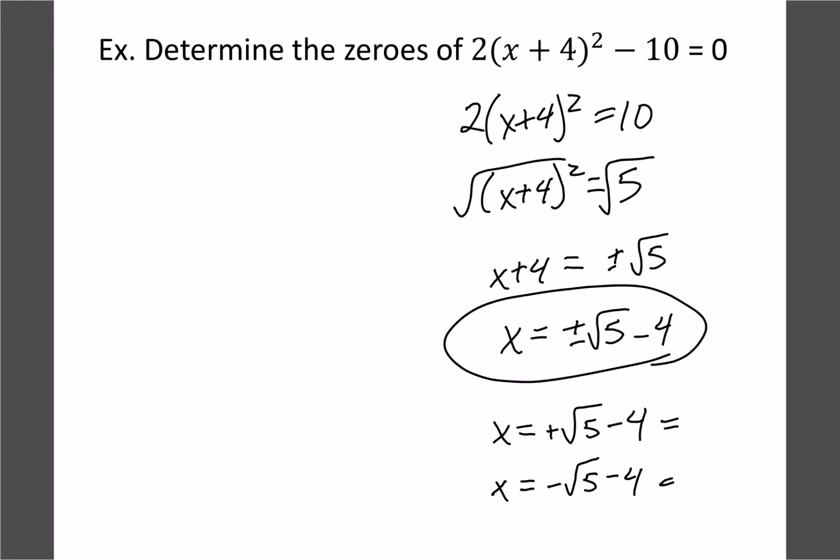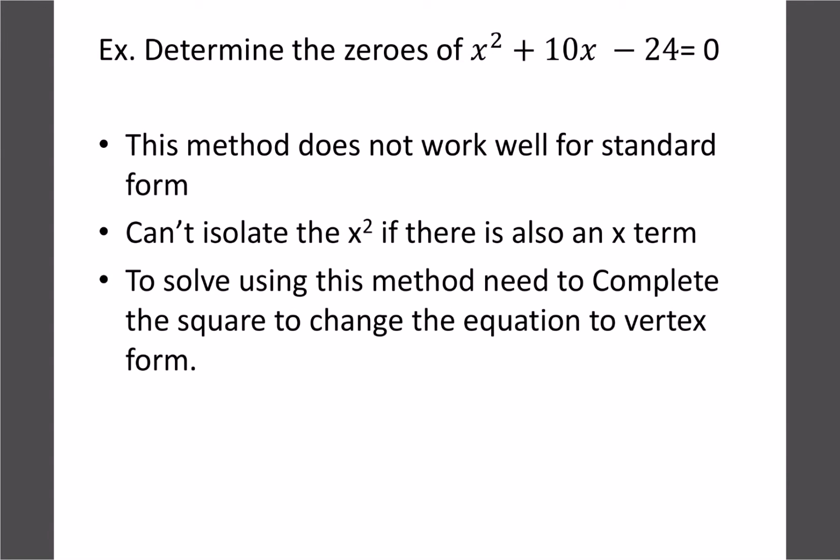If you were to do these on your calculator as a graphing method, you would get those same decimals. So you'd get root 5 minus 4, which gives us negative 1.76. And if we do negative root 5 minus 4, that gives us negative 6.24 approximately. So those would be the decimal answers if you did it by graphing. But it's easier to just leave it as plus or minus square root 5 minus 4. That'll give you the exact answer.